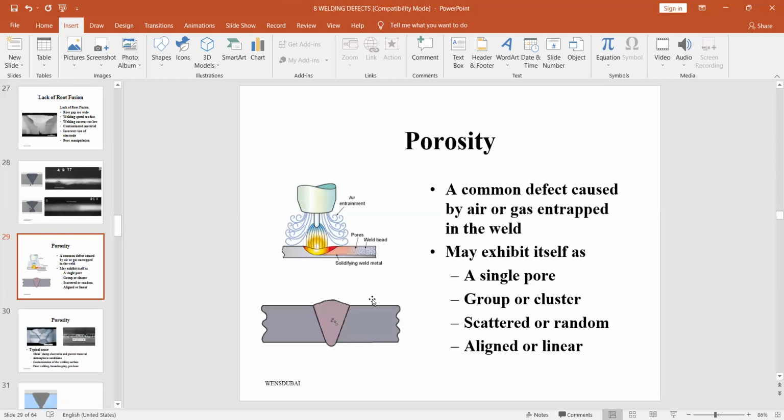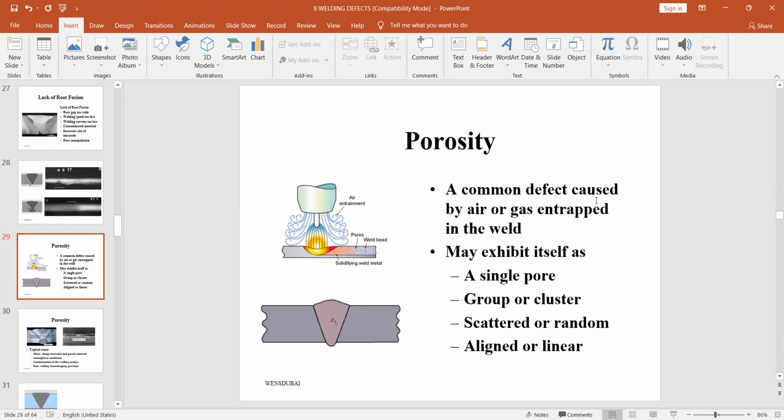Now this is porosity, meaning small holes you will get in the weld. This is because if the electrode has any moisture content, or there is moisture in the air, or on your job surface, then during welding the heat will be generated and the moisture will evaporate and you will get gas. Because of these gases you will get small holes. So this is the reason for porosity.